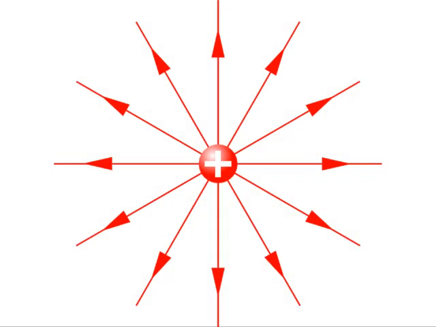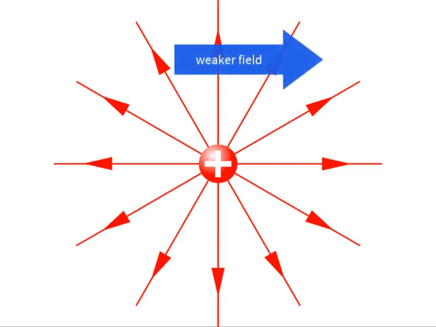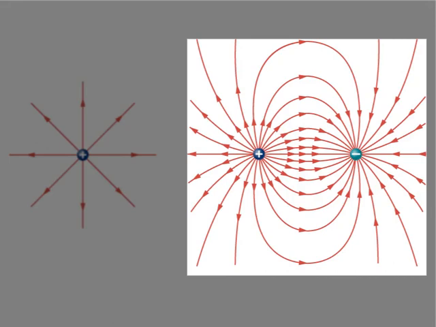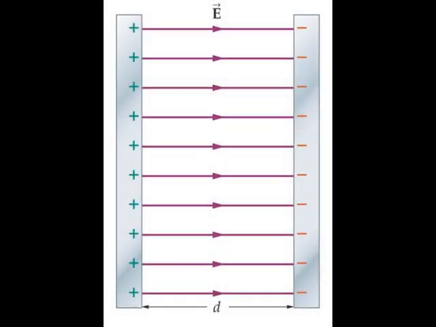You can use electric field lines to represent an electric field. Where the lines are farther apart, the field is weaker. For an isolated charge, the lines extend to infinity. For two or more opposite charges, the lines emanate from a positive charge and terminate on a negative charge. Field lines are evenly spaced between two oppositely charged capacitor plates.